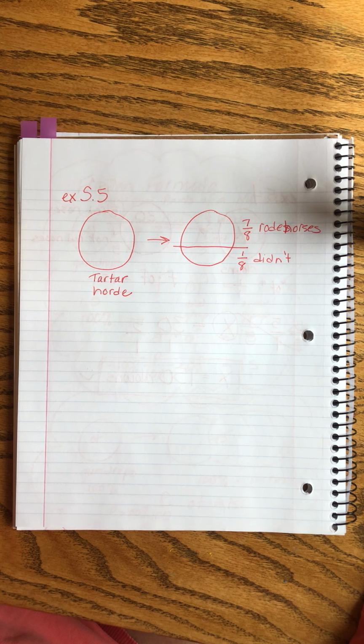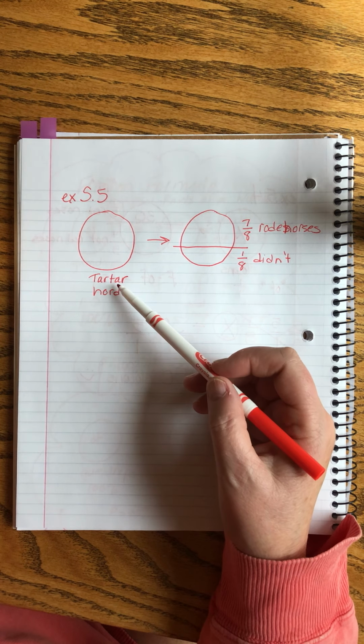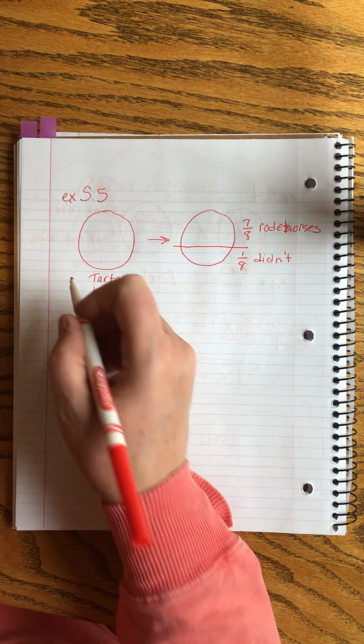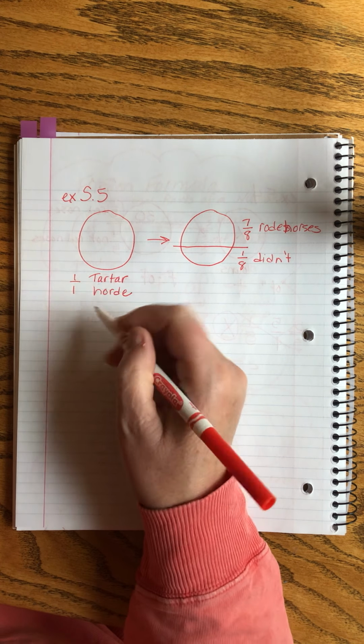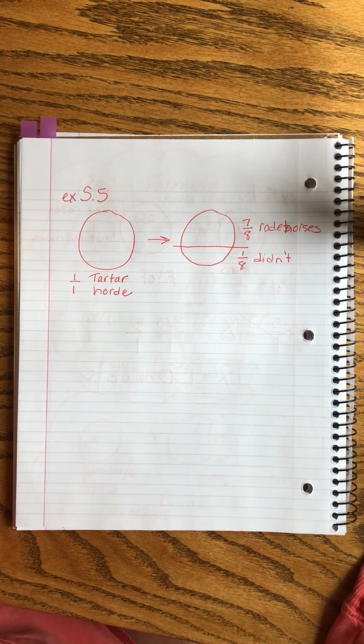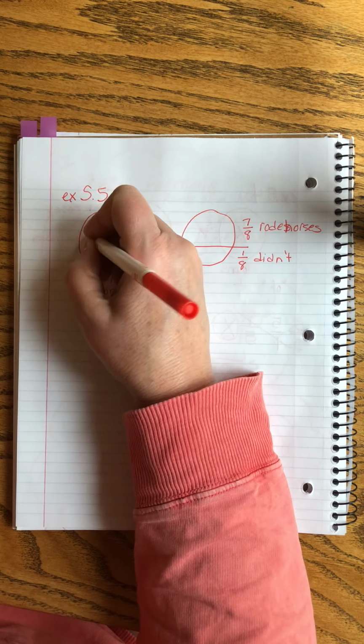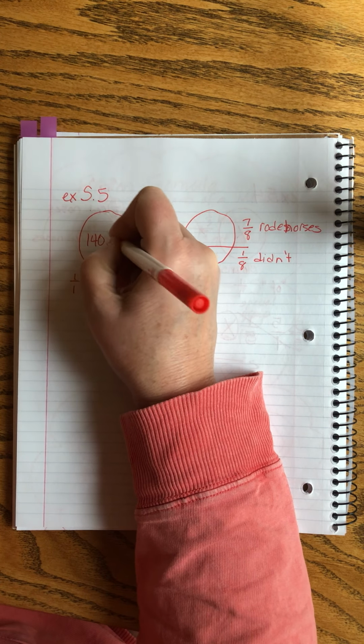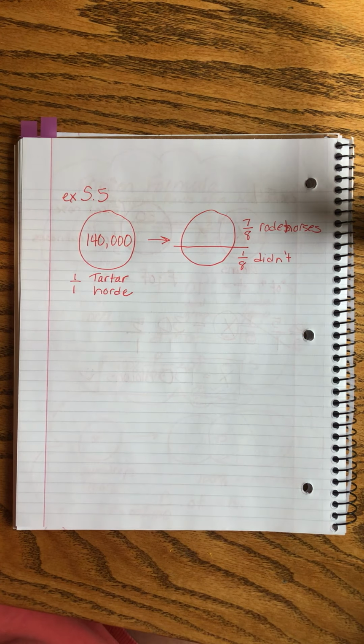7/8 of the Tatar horde rode horses. And I know that this is the whole group, right? So that's the full group right there. If 140,000 were in the horde, how many did not ride horses?